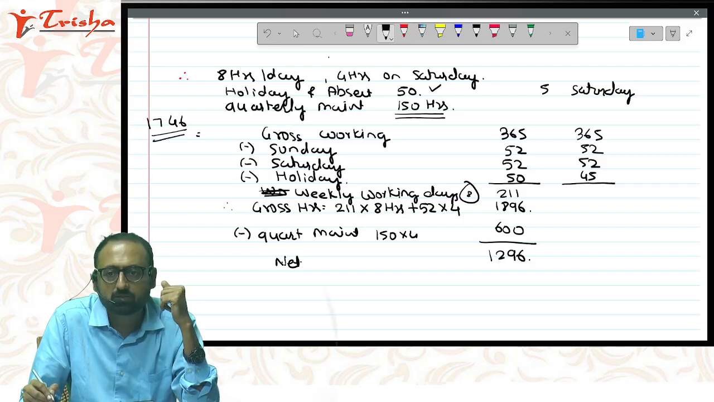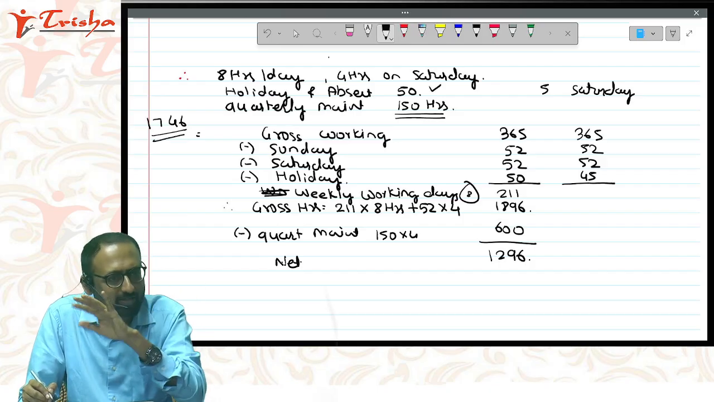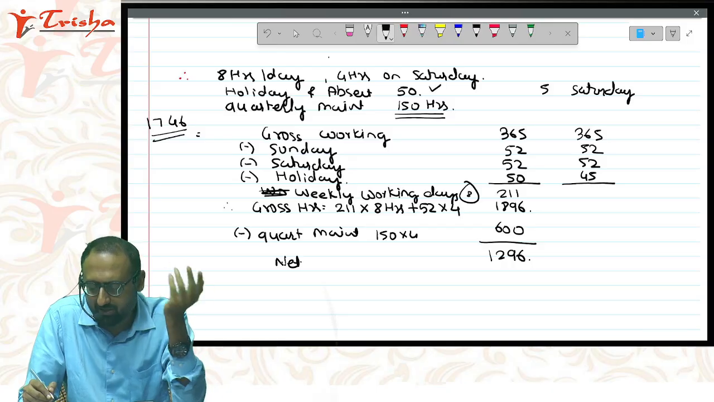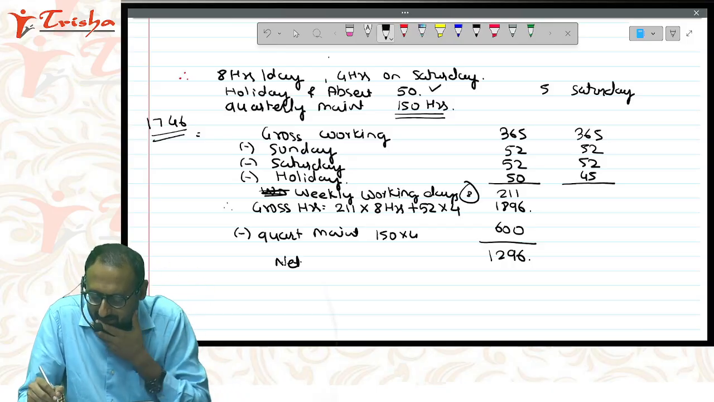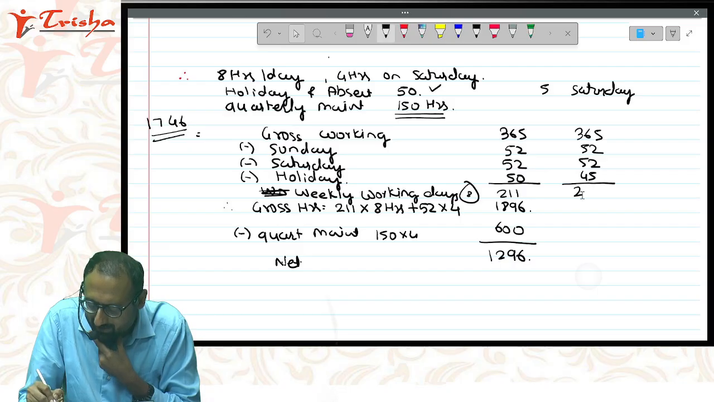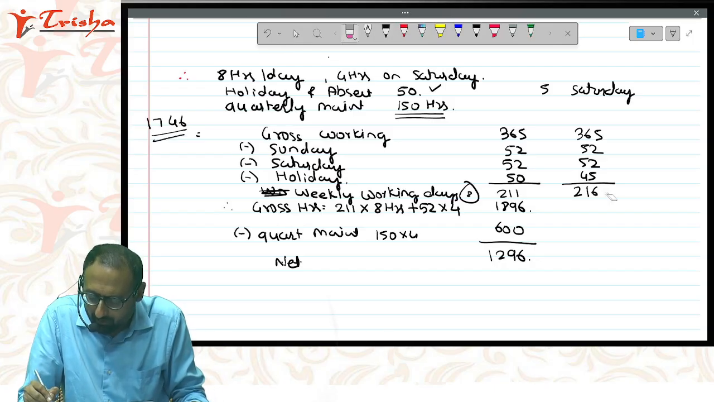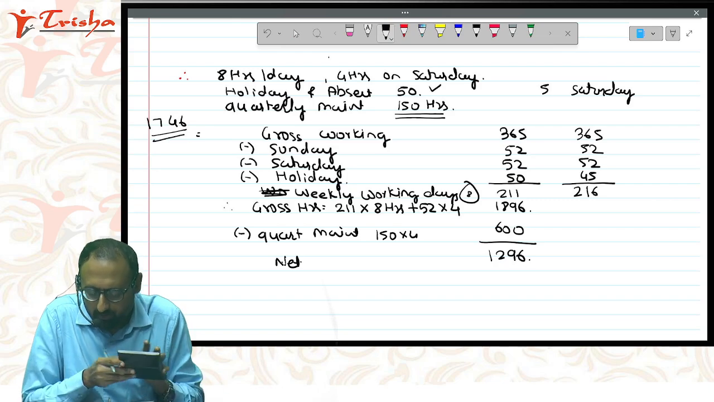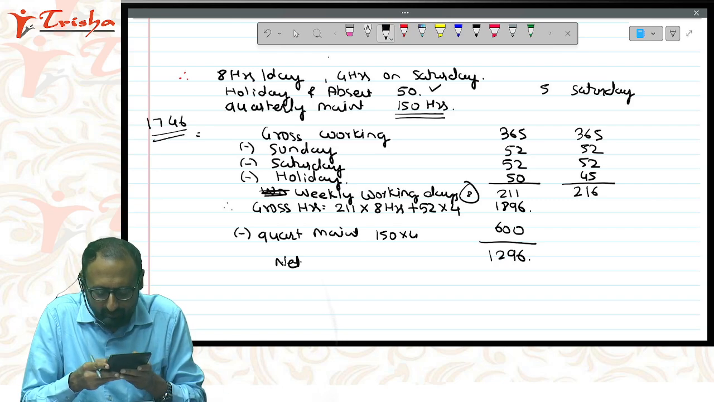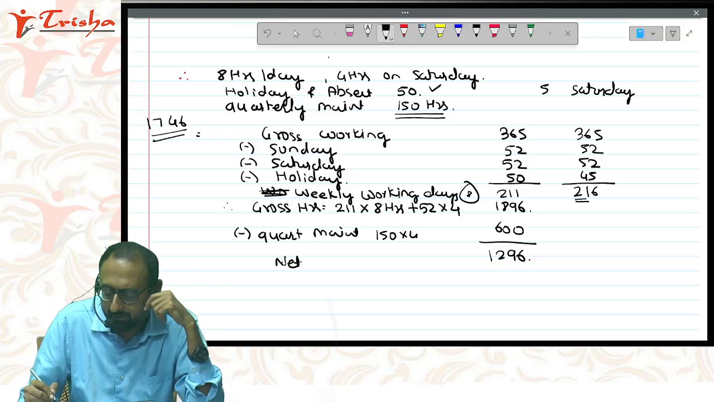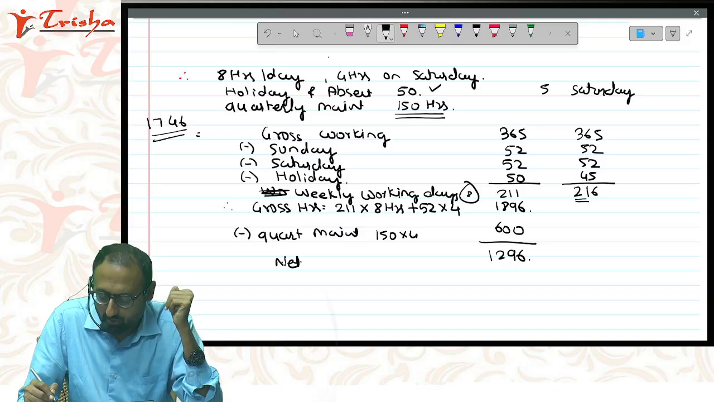Why 45 days? Because Saturday is already deducted. On Saturday also, Sarji, holiday was there. So, deducted. So, how many working days are there, Sarji? You can please tell me. Is it 216, or 211 only? 365 minus 52 minus 52 minus 45. Is it 216? Correct, guys? Now you'll have to tell me how much will be the gross hours, Sarji.